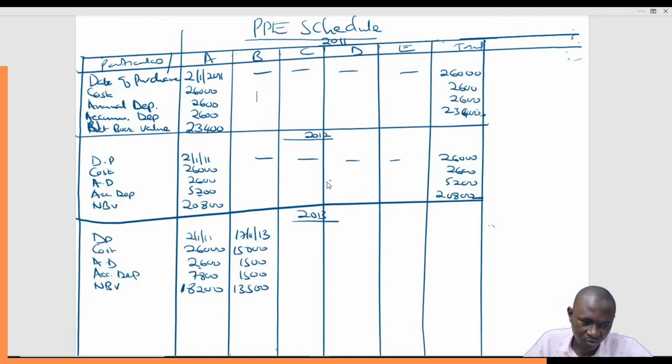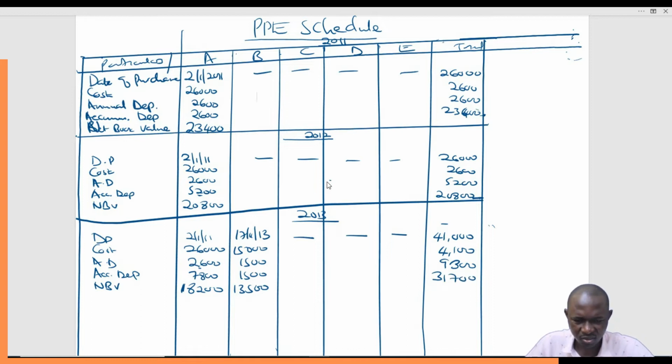So far, we still don't have machine C, D, or E. So then here we'll go to the totals. Now totals will have 41,000, 26,000 plus 15,000. Annual depreciation 2,600 plus 1,500 is 4,100. Accumulated depreciation 7,800 plus 1,500 gives you 9,300. And then 41,000 minus 9,300 gives you 31,700.